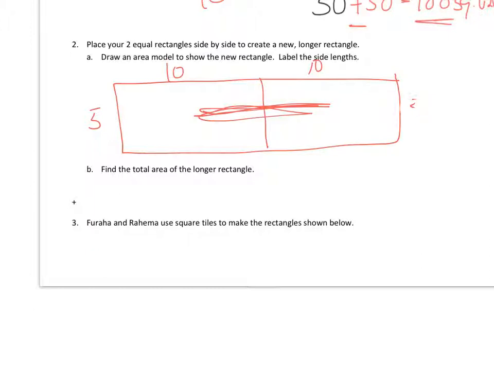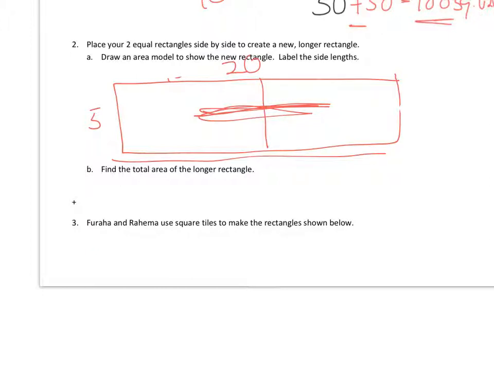Matter of fact, we can erase this 5. And we add these 10s together, so we take that and that and add them together to give us 20 and 5. Now that's what it should look like if you took the two halves that you cut, and now you have a rectangle that's 20 square units long and 5 square units tall.